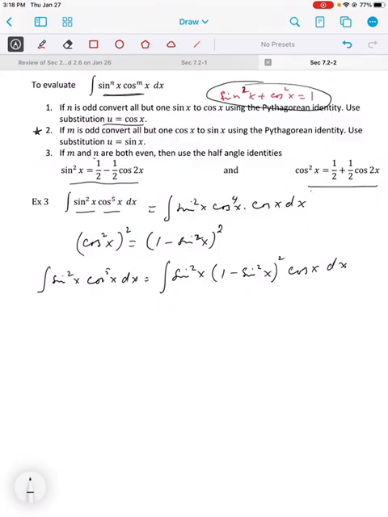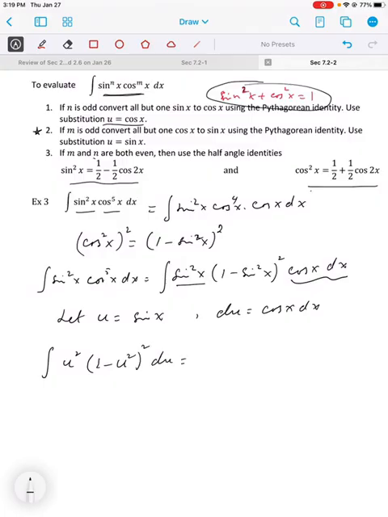We can now make a substitution. Let u equal sine x. This gives us du equals cosine of x dx. Now go back and substitute. Our integral becomes the integral of, first, sine squared x, which is u squared, and then I have 1 minus u squared, whole squared, and the cosine x dx is du. Now this became simple.